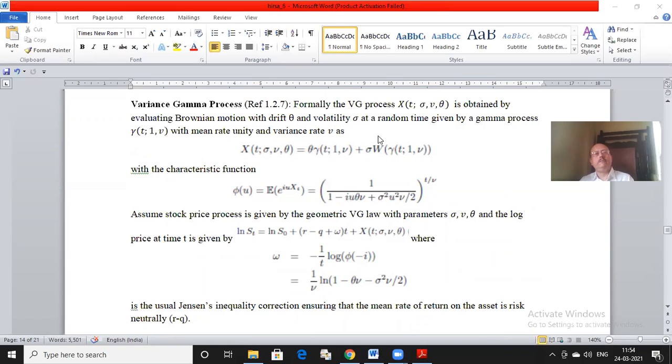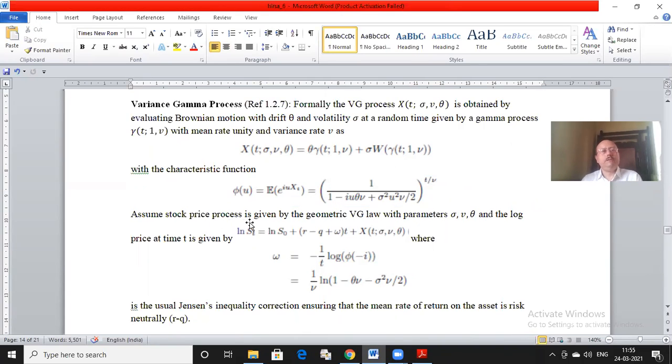So finally, the equation would look like this. Again, we have discussed it before, so this is just a recap. X evaluated at t is the same as theta, instead of t or dt, I have this random time, plus sigma W, again W evaluated at this random time. We have already seen that it has an explicit characteristic function given by this expression here. This characteristic function has been discussed before.